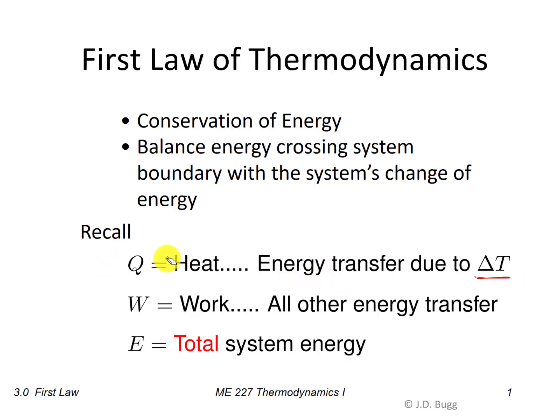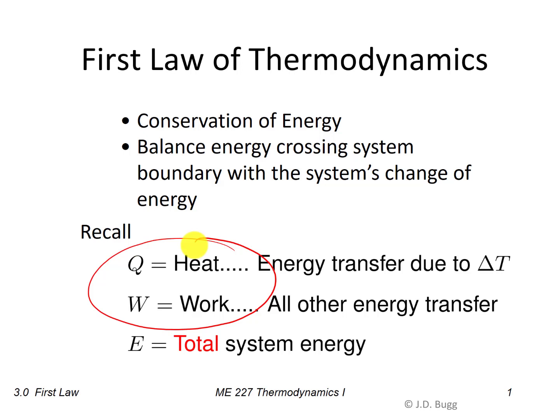The second thing I want to review is work transfer. And work transfer, again, is energy crossing the system boundary, but due to anything other than a temperature change. So notice that Q and W, heat transfer and work transfer, are the only ways that energy can cross a system boundary. So in terms of balancing energy crossing the system boundary, Q and W are the only things that we need to include in that, because they include everything.